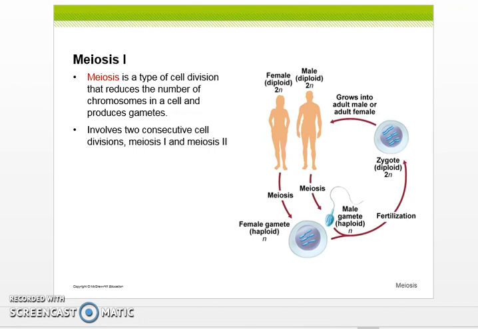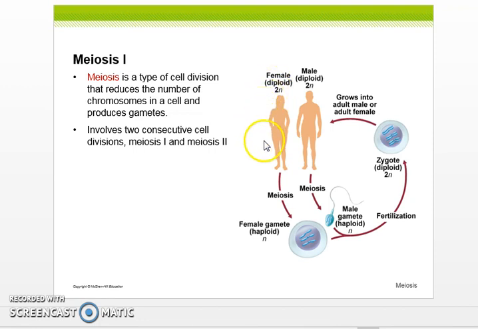So here we are, meiosis 1. Meiosis is a type of cell division that reduces the number of chromosomes in a cell and produces gametes, and it involves 2 consecutive cell divisions, meiosis 1 and meiosis 2.